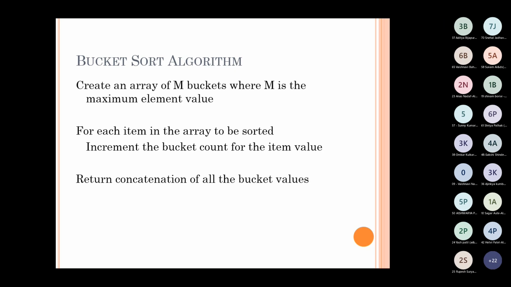Okay, what is my largest element? 50. Okay, and the largest element, number 50, I will put in the bucket number 50, and accordingly whatever elements are there, so that is one way. Now for each item in the array to be sorted, increment the bucket count for the item value.